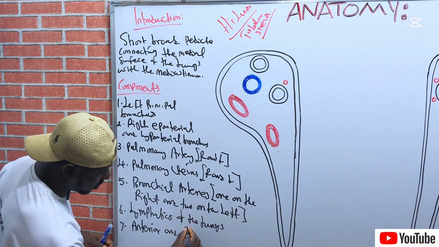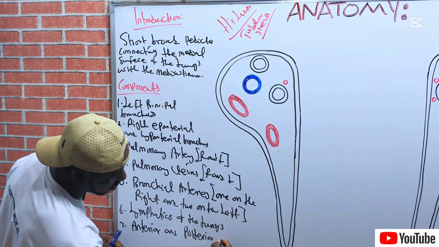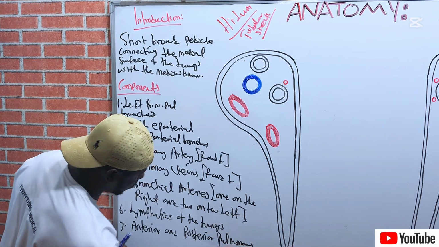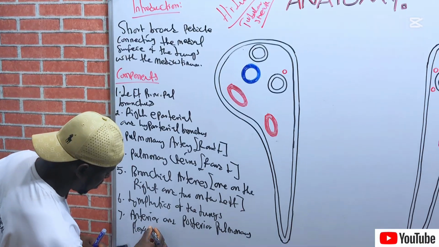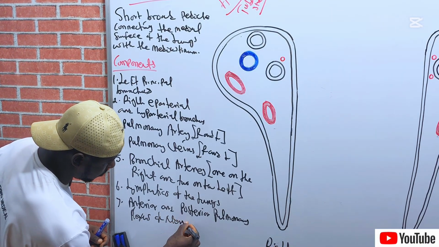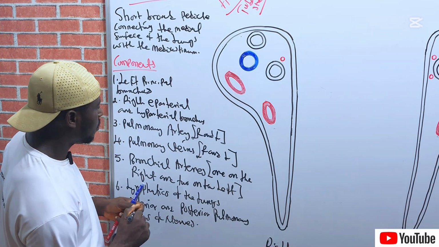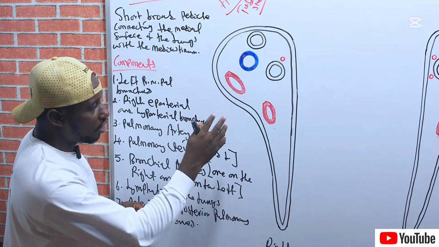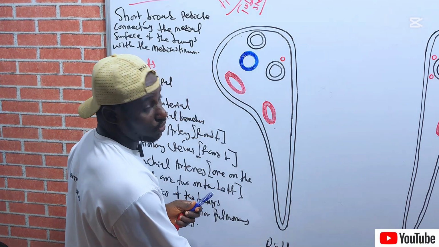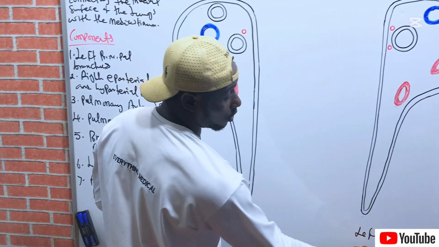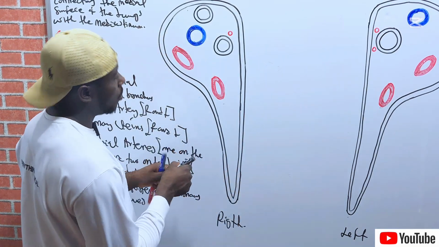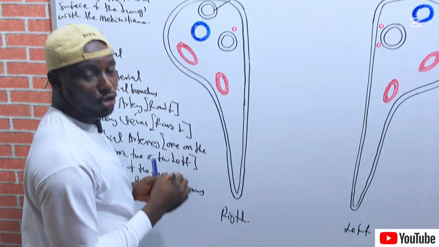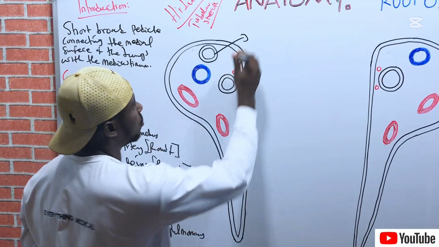So these are the components of the root of the lungs. Now watch here. This is the right root of the lung. This is the left root of the lungs. Now we have our eparterial bronchus, particularly the right eparterial bronchus.